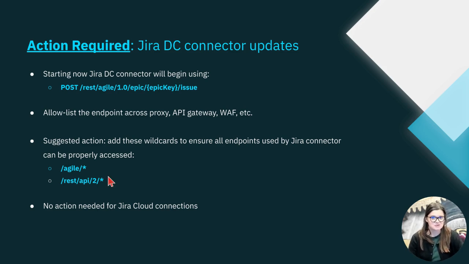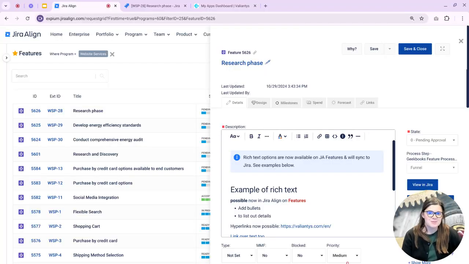Let's go ahead and jump into Jira Align. We have a couple of updates to look at firsthand here in the tool. First, starting on our features. The description field now has the Atlassian rich text editor. This will likely look very familiar to you if you have worked in Jira, whether it's business or software projects, or even Jira Service Management.